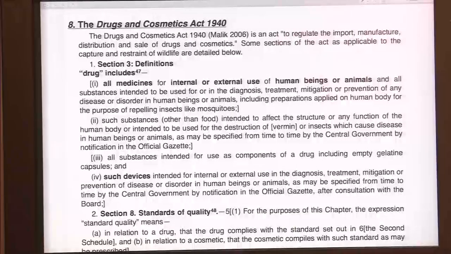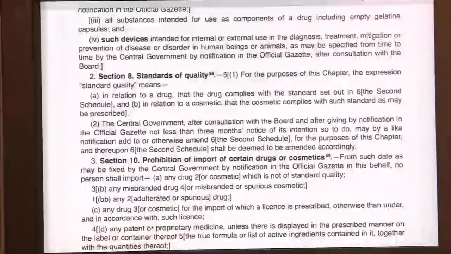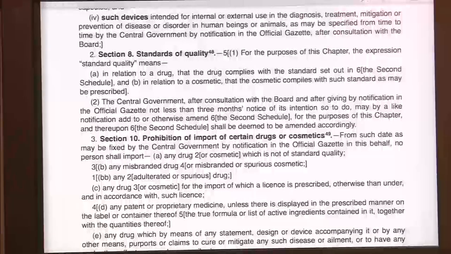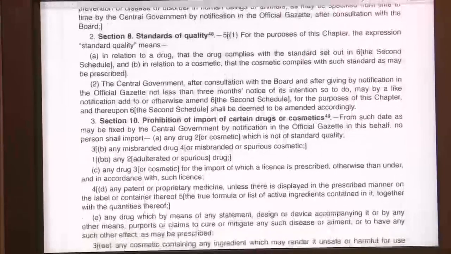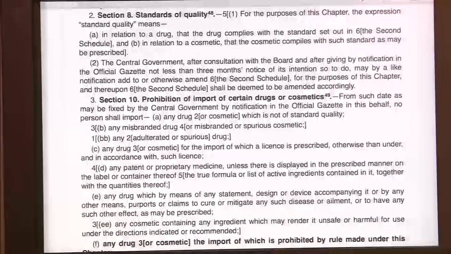So, Section 3 definitions: drug includes all medicines for internal or external use of human beings or animals. So, any immobilizing drug or any anesthetic drug that we are using on wildlife comes under the control of the Drugs and Cosmetics Act of 1940. And it also includes those devices that are intended for internal and external use in diagnosis, treatment, mitigation or prevention of disease or disorder. So, it includes those chemicals and also the devices. Then it talks about the standards of quality. So, all these drugs have to be of a certain standard of quality.